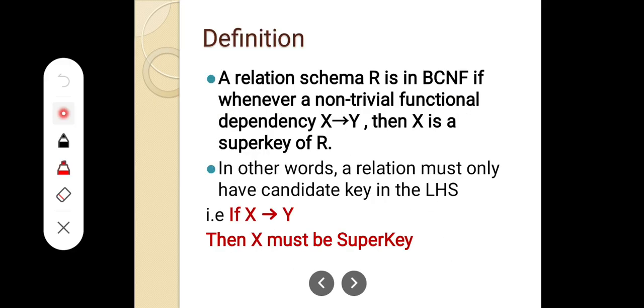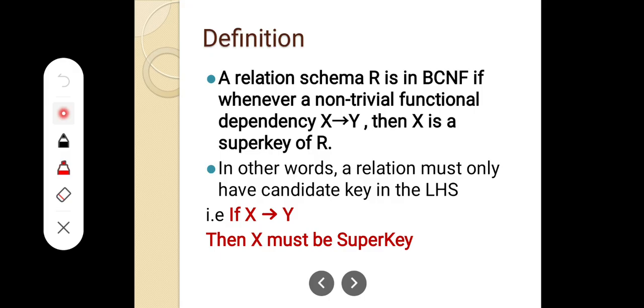We can see the definition. A relation R is in BCNF if whenever a non-trivial functional dependency X determines Y holds, then X is a super key of R. So we have a relation schema R with a non-trivial functional dependency X determines Y, then X is a super key. Non-trivial we have discussed previously.